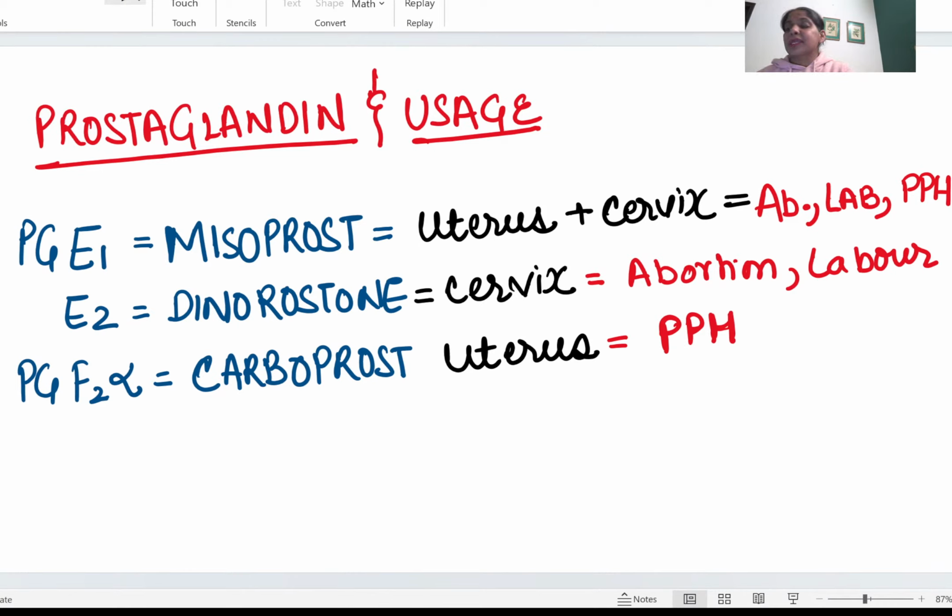So they keep on asking which prostaglandin is not used for labor induction, which prostaglandin is not used for abortion induction, which prostaglandin is not used in PPH. So dinoprostone is not used in PPH. Is it clear to you? Okay.